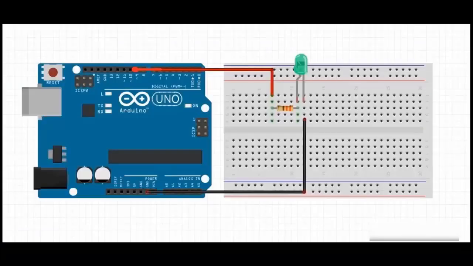Use the given circuit diagram in which we have an LED, which has its positive terminal connected in series with the 330 ohm resistor. The other end of the resistor is connected to pin 9 of the Arduino board. The negative terminal of the LED is connected to the ground.